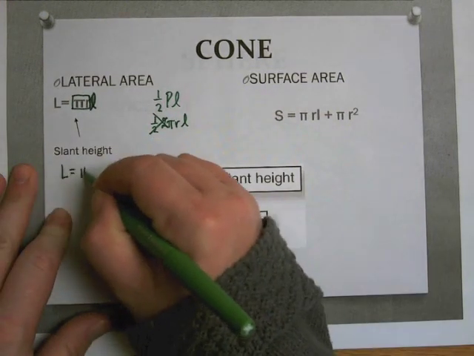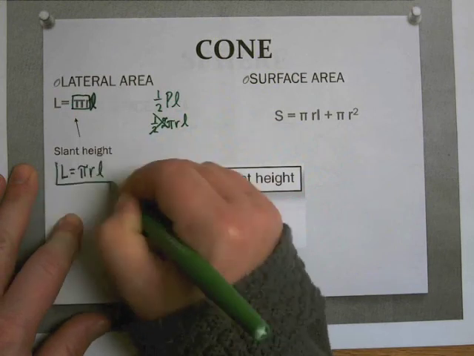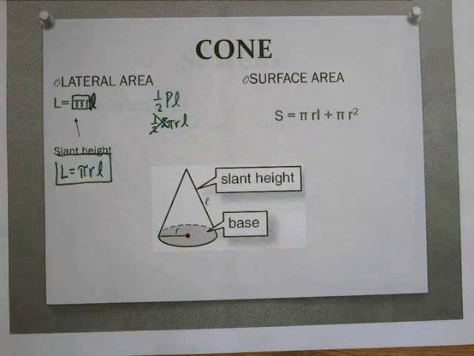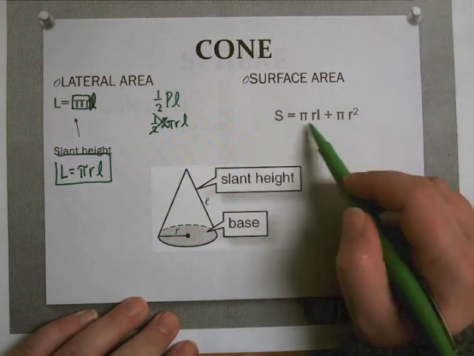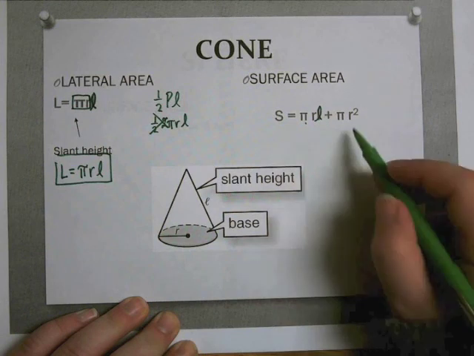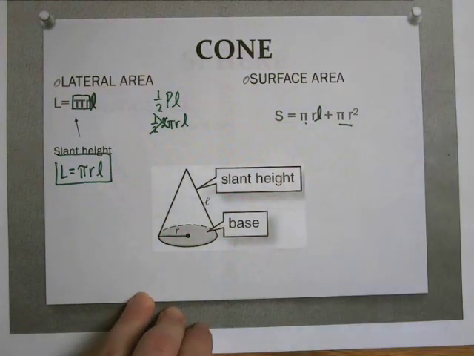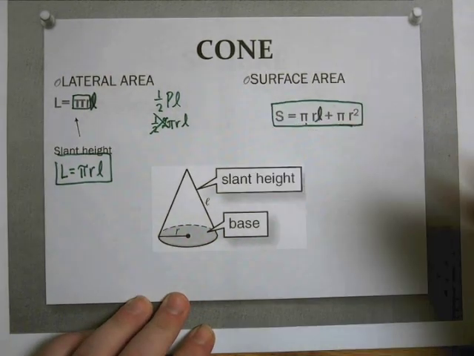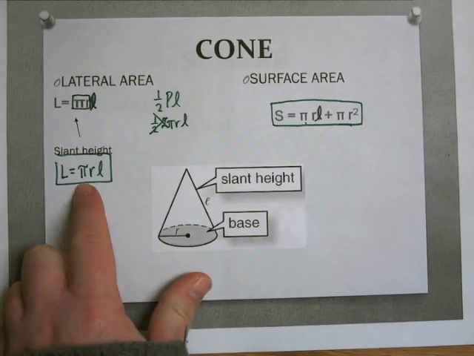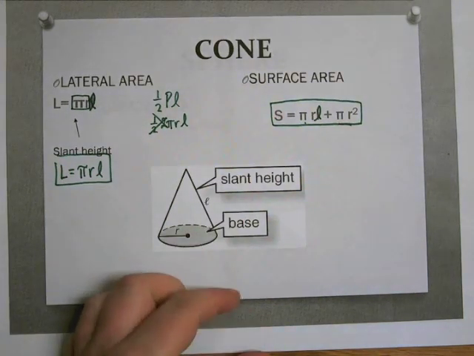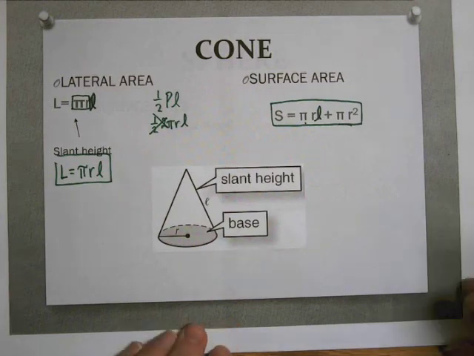So I'm going to write it down here again. Pi r L. That's our lateral area of a cone. Now, in order to find the surface area, remember we have to find our lateral area again, plus the area of the base, which is a circle, and there we have the area formula for a circle, pi r squared. So make sure that you write these down and get these memorized. Lateral area is pi r L, surface area is pi r L plus pi r squared.